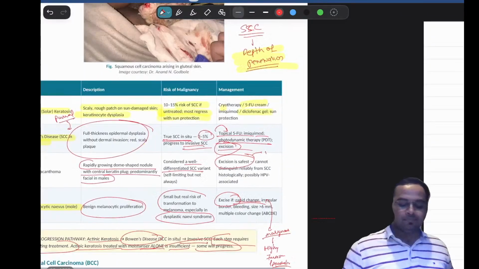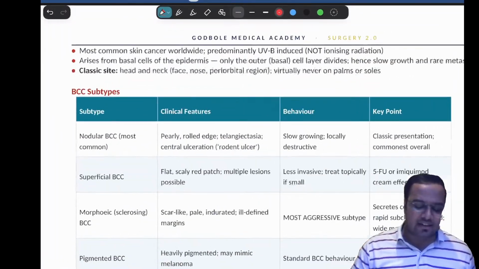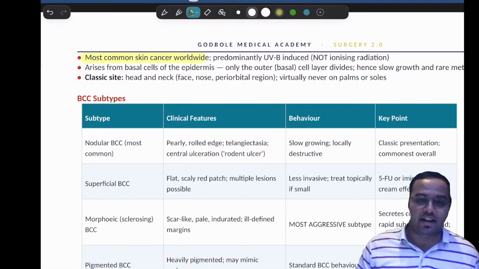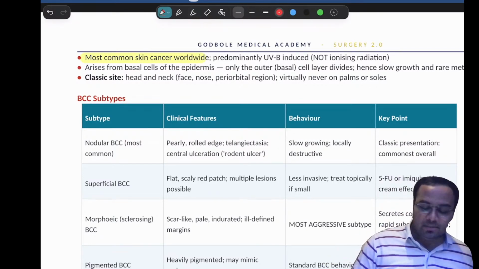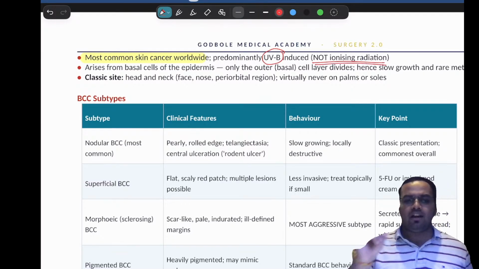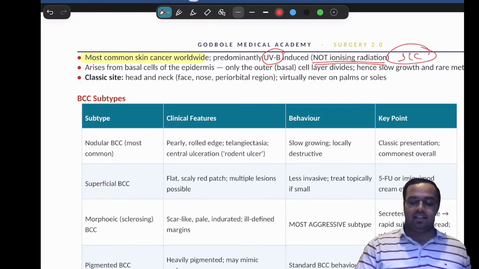So very important. Now coming to the first malignancy, that is your basal cell carcinoma. The most important cancer and the most common skin cancer worldwide is your squamous cell carcinoma. And again, as I said, it is UVB induced, with no ionizing radiation here. Ionizing radiation is specifically for SCC. Always remember, ionizing radiation only for SCC.